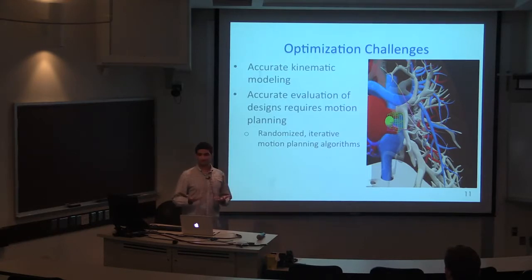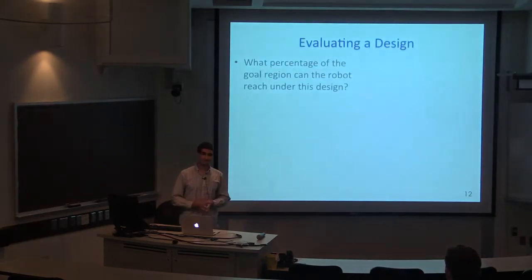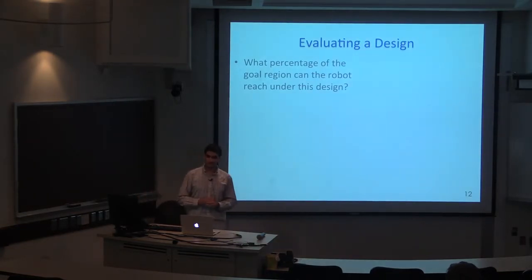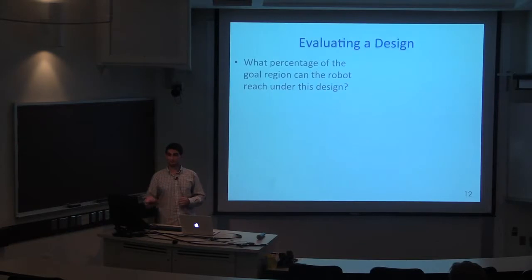How can we evaluate its quality? Evaluating a design basically entails asking the question of, under this design, what percentage of the goal cubes can the robot reach? And as I mentioned before in the picture, we had the robot reaching 1 cube. So one out of 4, that's 25%, but can it reach 100%?